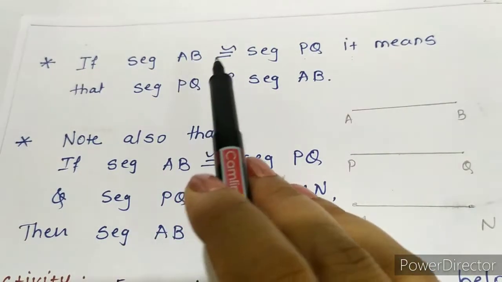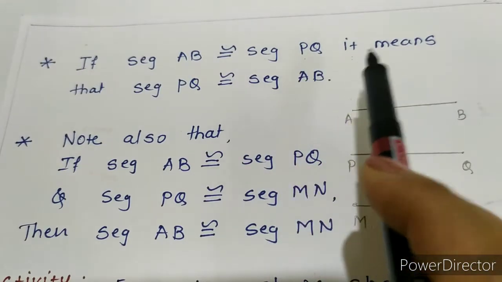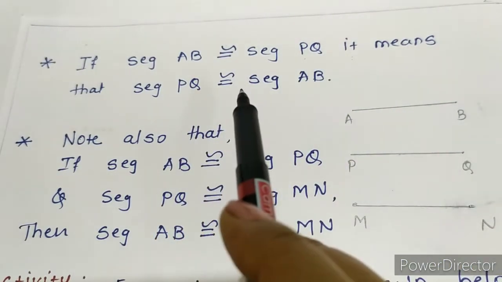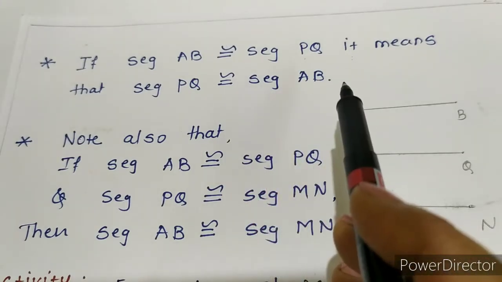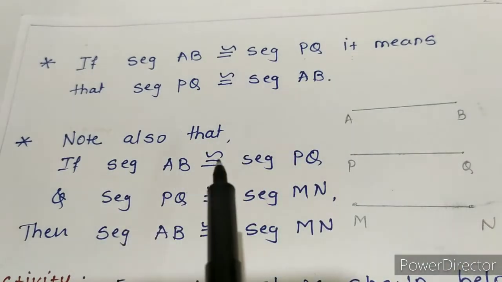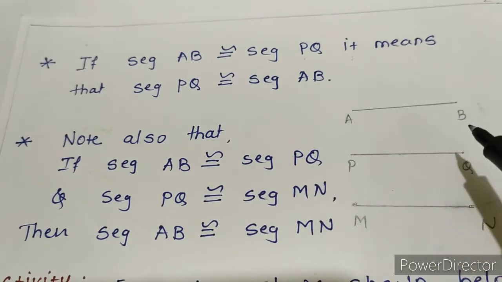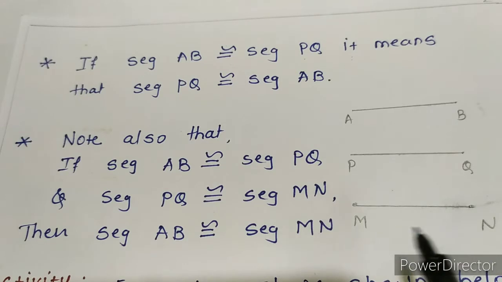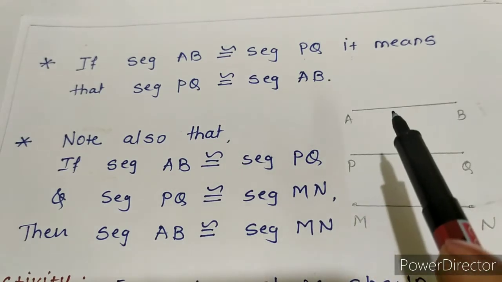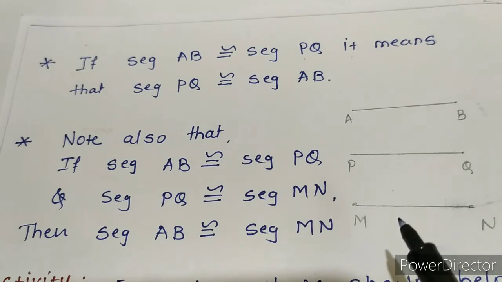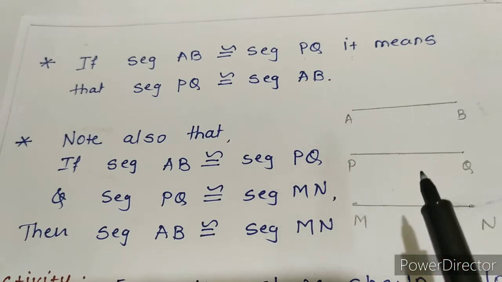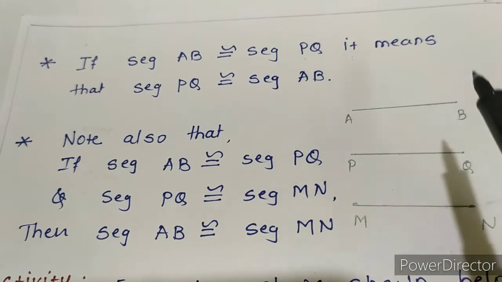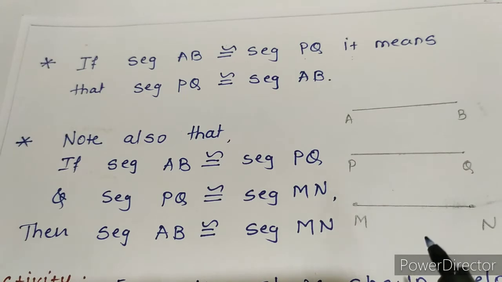If segment AB is congruent to segment PQ, it means that segment PQ is congruent to segment AB. Note also that if segment AB is congruent to segment PQ and segment PQ is congruent to segment MN, then segment AB is also congruent to segment MN. In other words, if one line segment is congruent to a second, then the first segment is also congruent to the third.